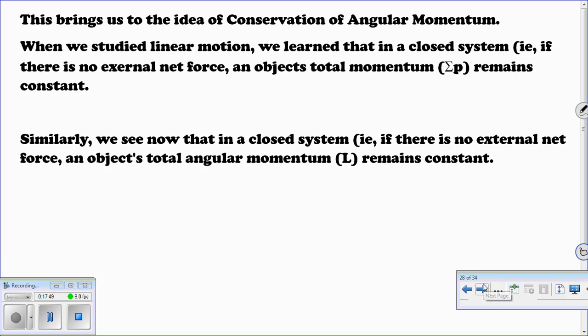So, all right, this brings us to the idea of conservation of angular momentum. Huge, huge idea. When we studied linear motion, we learned that if you've got a closed system, so that there are no unbalanced forces coming from outside of your system, then the total momentum stays constant. No external forces, total momentum is constant. Angularly, we have the same thing. In the absence of external net torques, our total angular momentum stays constant. Cool?